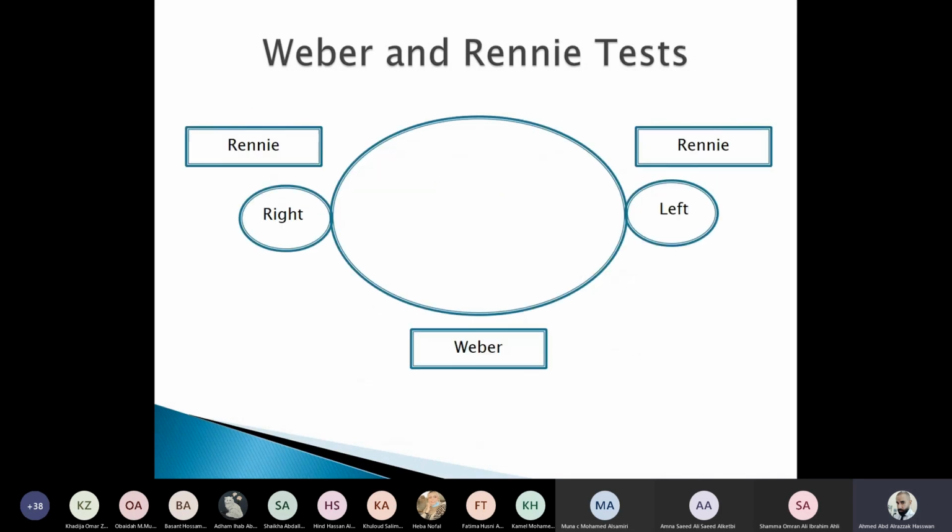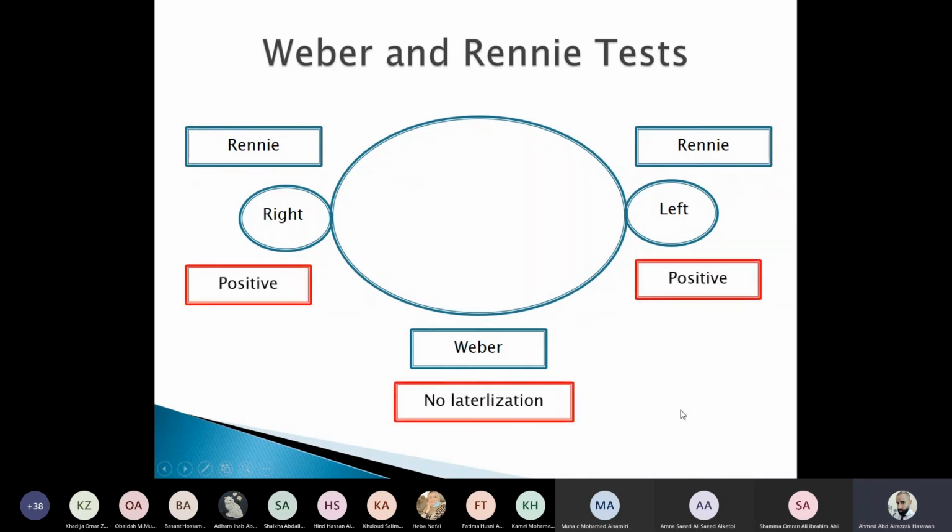So let's take some cases and then we will be able to further interpret these tests. So I've done this basic scheme. This is a patient with the right ear and the left ear, and we will do both Rinne tests and Weber tests for this patient. So who can tell us, guys, what is this? Who can interpret this for us?